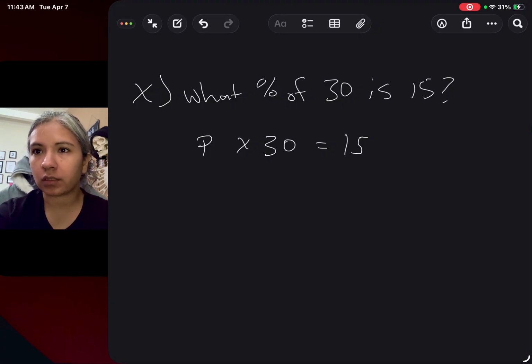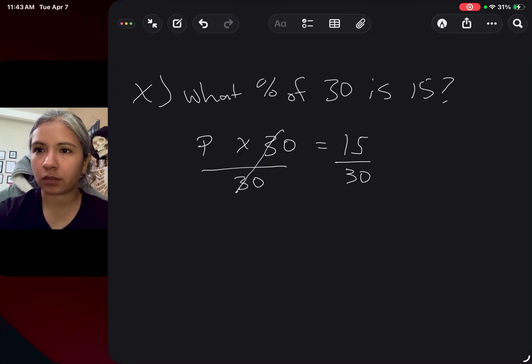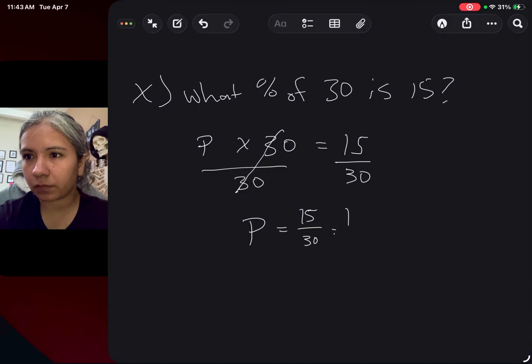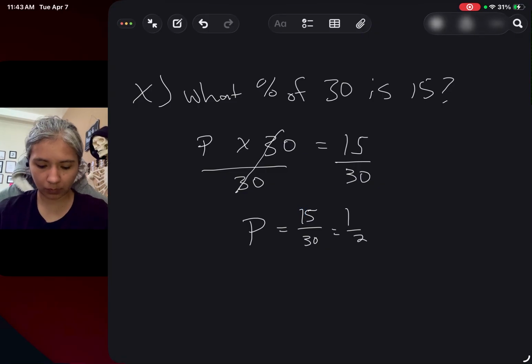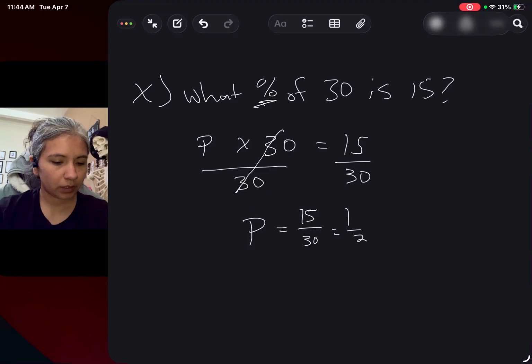Now, to balance the equation, we're going to divide both sides by 30, so that's the opposite of multiply. And so that will get rid of it on this side, so the percent is going to be 15 over 30, which if we simplify that, both divide by 15, 1/2, right? But we want the percent. We're still looking for this, and not the fraction.